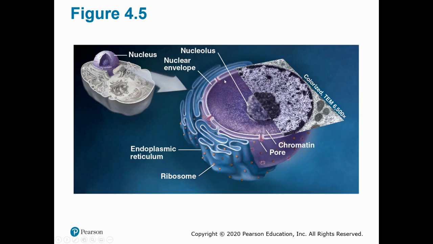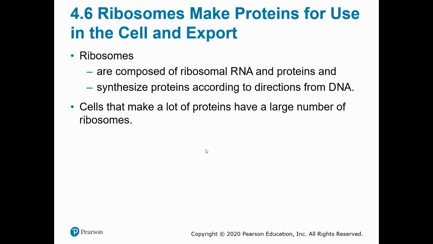So here's a picture of a nucleus and a nuclear envelope. It's usually a big nut-looking thing inside of the cell. Ribosomes are made from ribosomal RNA, and they synthesize proteins according to the direction of the RNA. Now, cells that make a lot of proteins tend to have a large number of ribosomes. Those kinds of things, that's form follows function.